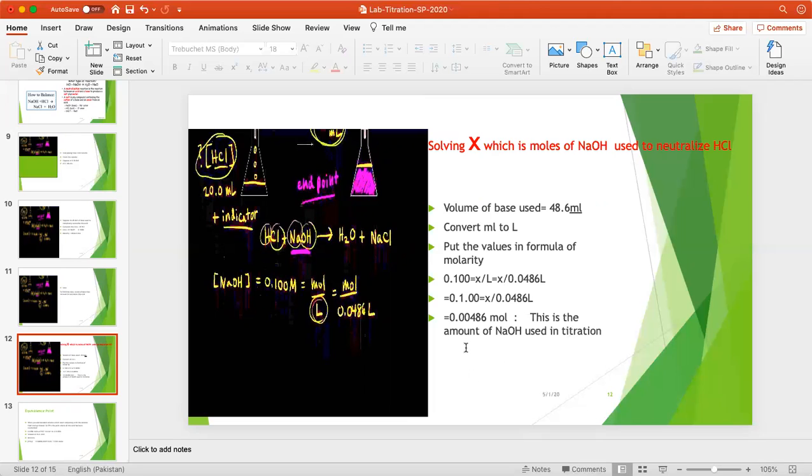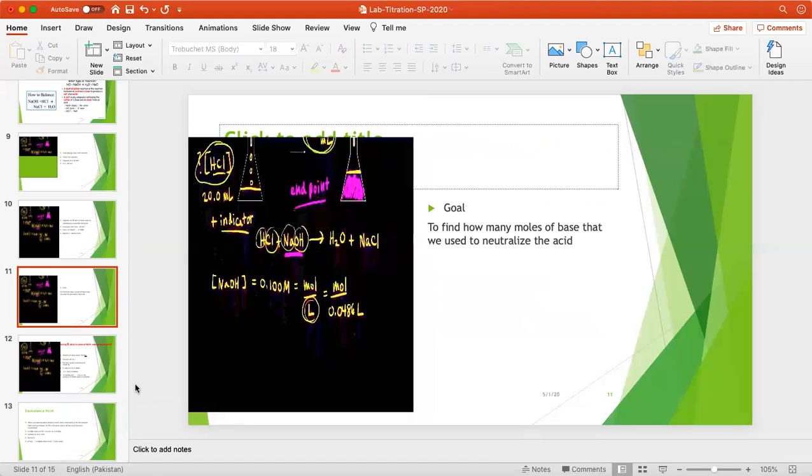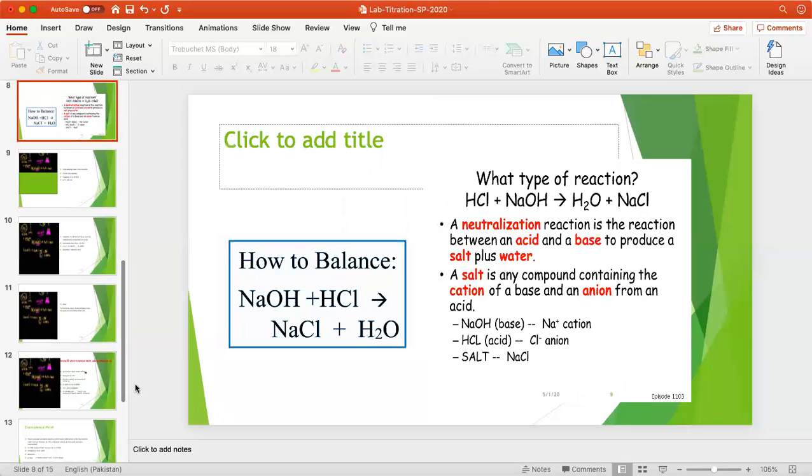ये सारी कैलकुलेशंस करने के बाद actually we are solving X, which is moles of sodium hydroxide that were necessary to neutralize the acid that we had present. Now look at the balanced chemical equation. आपको balanced chemical equation देखनी है, and let me show you the balanced chemical equation once again. This is the balanced chemical equation.